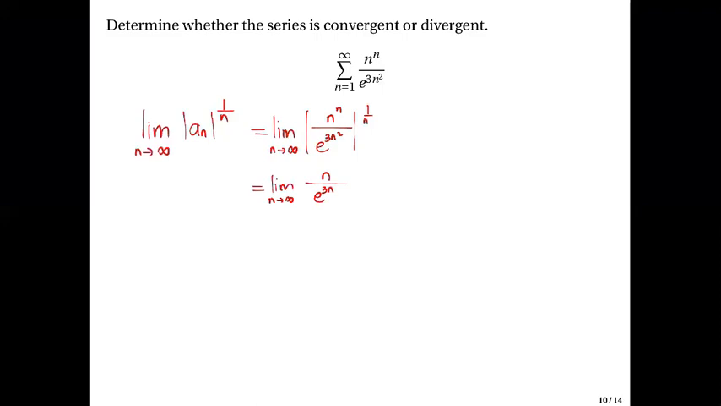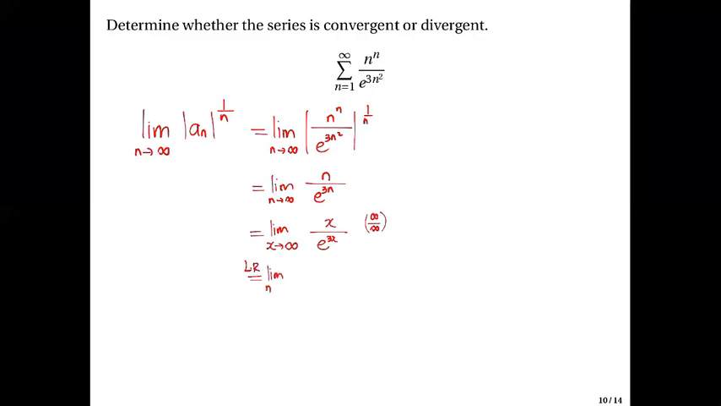Okay? And then, let's do the L'Hopital's rule. So, let's do the formal computation here. We replace n by x. Okay? So, limit as x approaches plus infinity of x over e to the 3x. And this is infinity over infinity. So, we can use L'Hopital's rule.